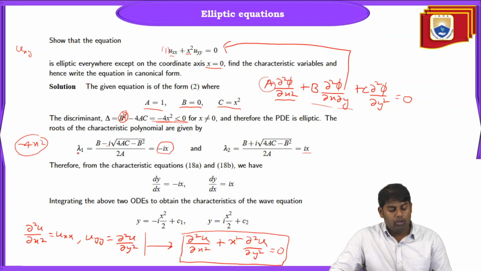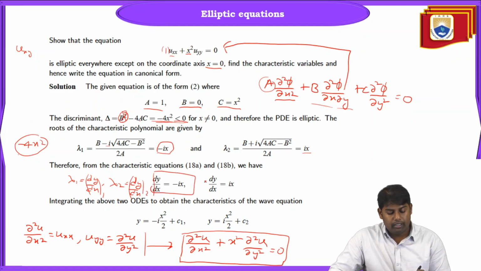Okay, so lambda 1 is nothing but dy by dx, and this is our first root. Lambda 2 is nothing but dy by dx, that is for the second root. So this is the first equation, this is the second equation. These equations are called the characteristic equations. When you integrate these characteristic equations, you will get this formulation.